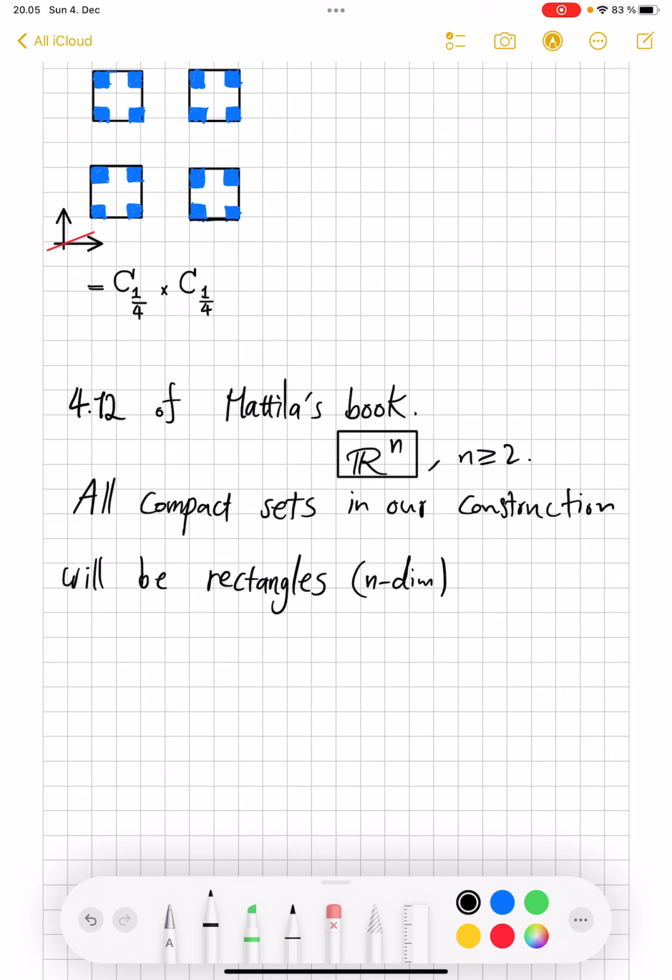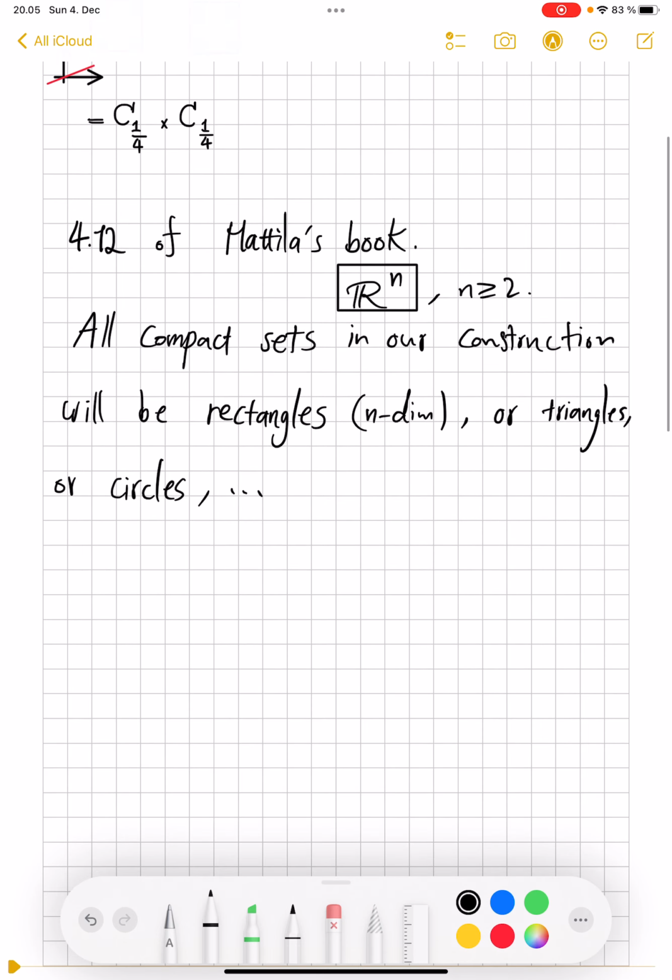So in each step we will have only rectangles, or we will only have triangles, or we will have circles, and I think we can even consider other types of sets. So you start with the boring case, just one huge rectangle, say Q0.